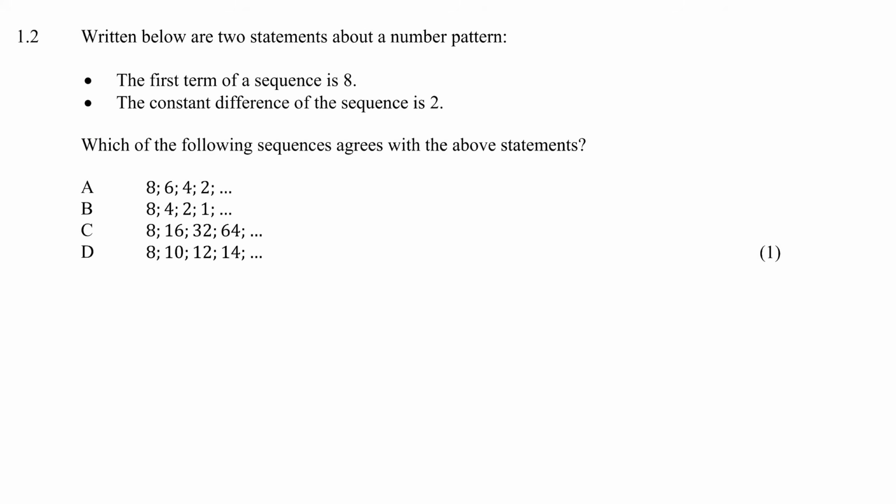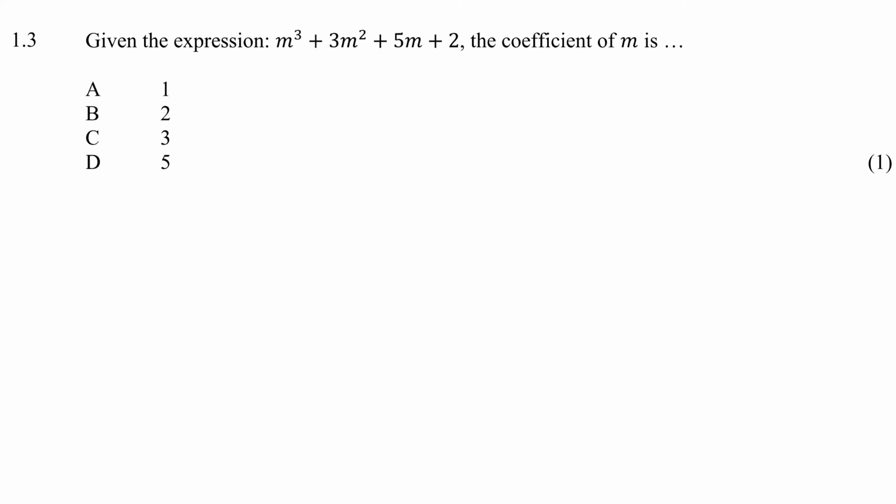Written below are two statements about a number pattern. The first term is 8, okay. The difference is 2. So that means that each time you go to the next one, you will add 2. So the next number would be 10. Then you would add 2 again, and then you would add 2 again. So it would go 8, 10, 12, 14, and on. So it must be D.